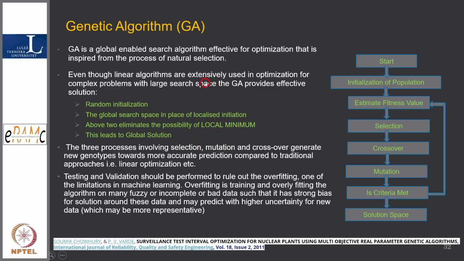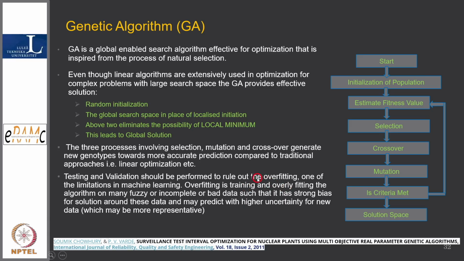But if we do the optimization through a genetic algorithm, the local minima can be avoided easily, because it goes to another random point and sees what happens, and you come out of it. This leads to a global solution. The best way to characterize the genetic algorithm is that it gives a global solution. The 3 processes involved are mutation, crossover, as I said, and like we have in genotypes, towards more accurate prediction compared to traditional approaches in linear optimization. Testing and validation should be done to rule out overfitting.